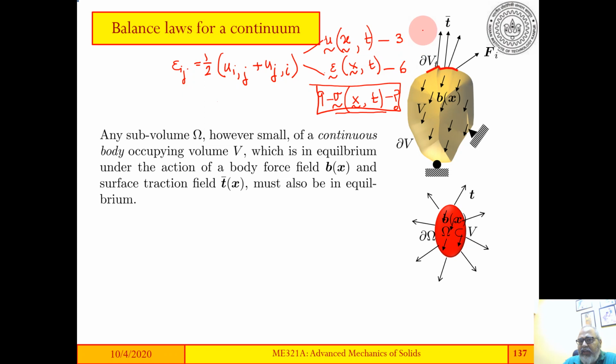We are looking at enough number of equations in order to solve for all these variables. And right now, we have only these nine equations, out of which only six are independent. So we have six equations connecting displacement and strains, and we are looking for other equations that should be valid in order to solve for all these variables at each and every point in a body.